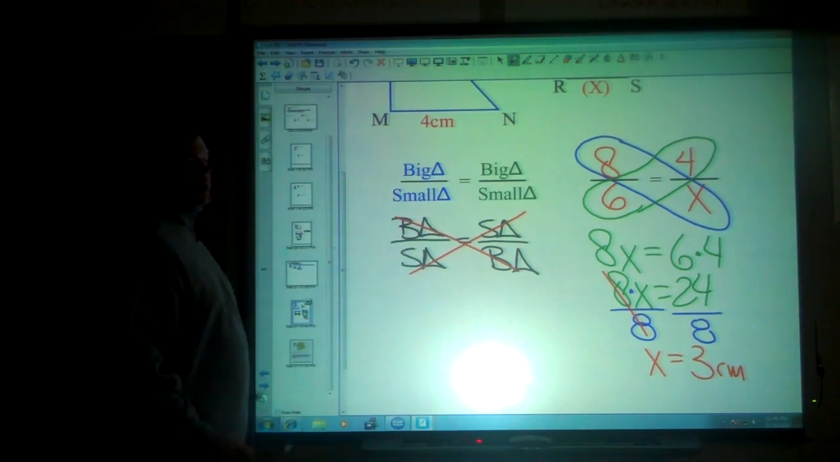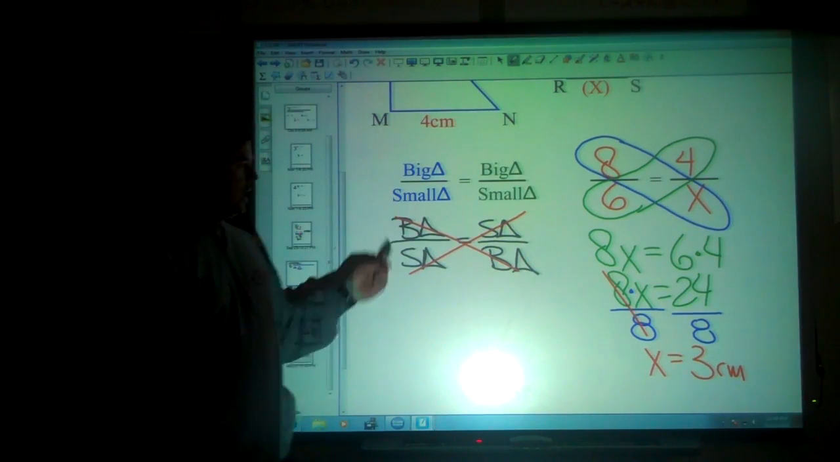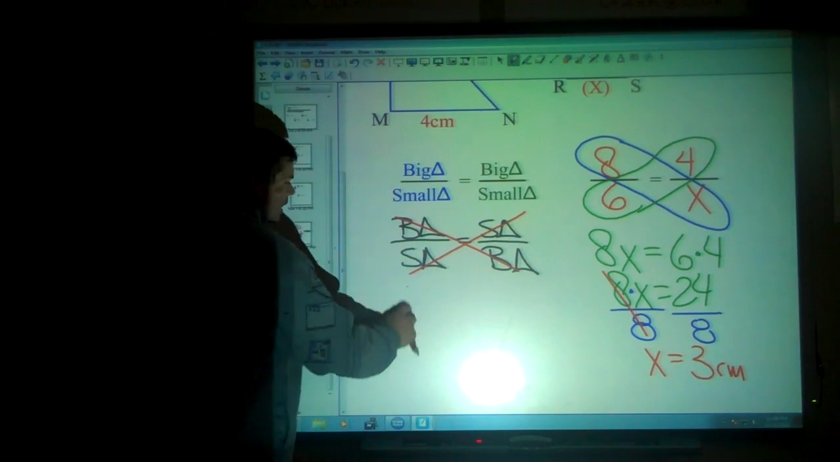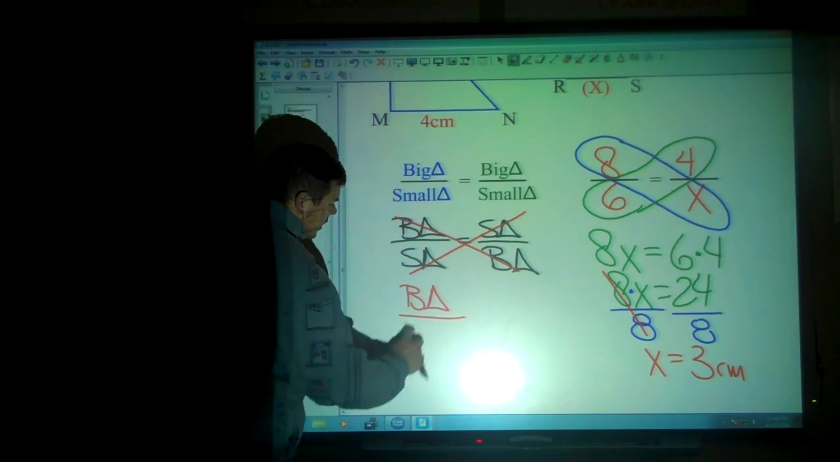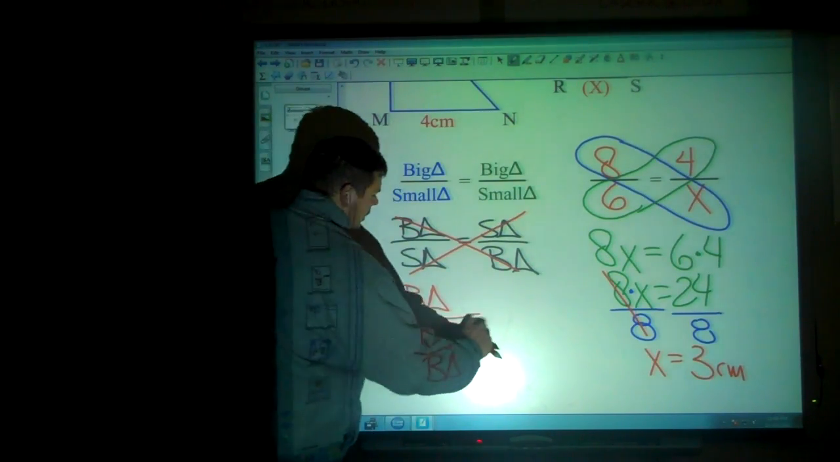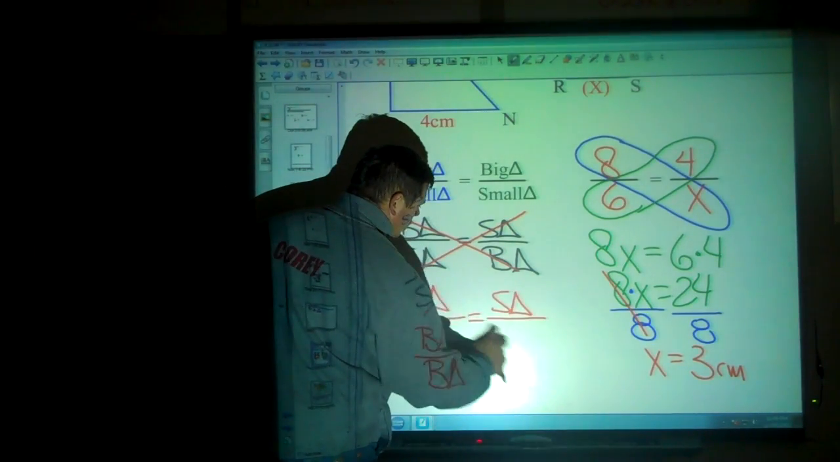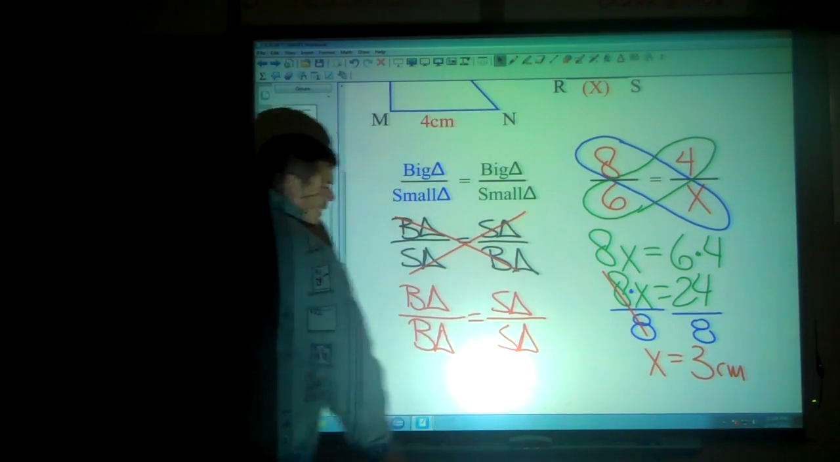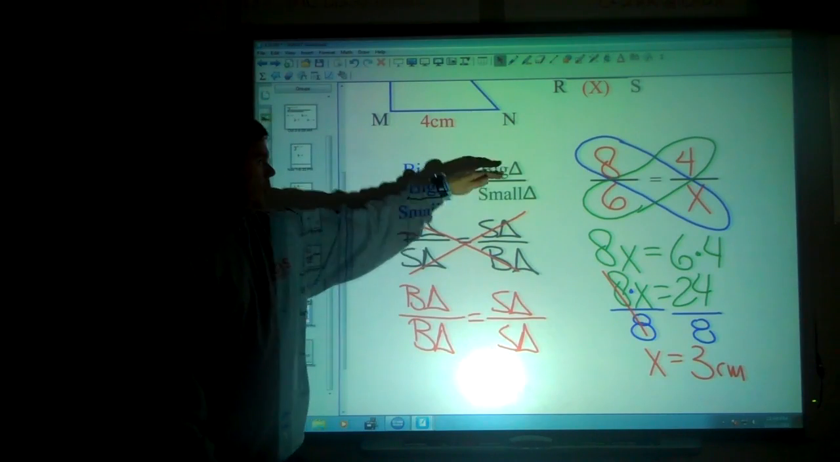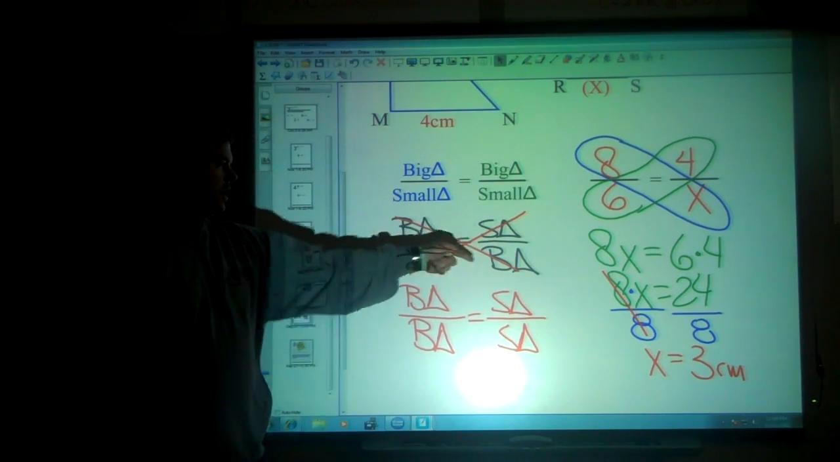Don't set it up like this. Be very careful about that. Other than that, it doesn't matter. You can go big triangle here, the other part of the big triangle here. Small triangle over the same small triangle. That's okay because it's vertical. It can either be horizontal or vertical, just never diagonal.